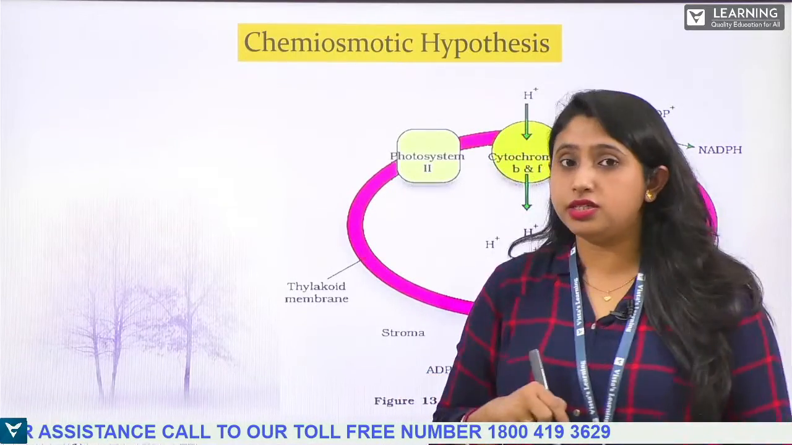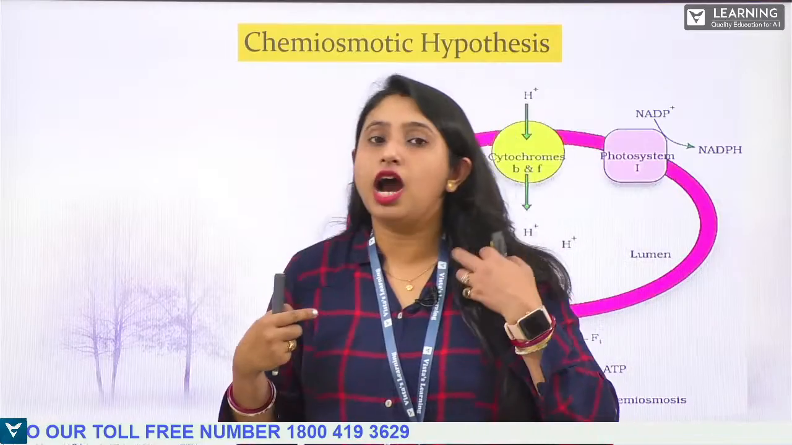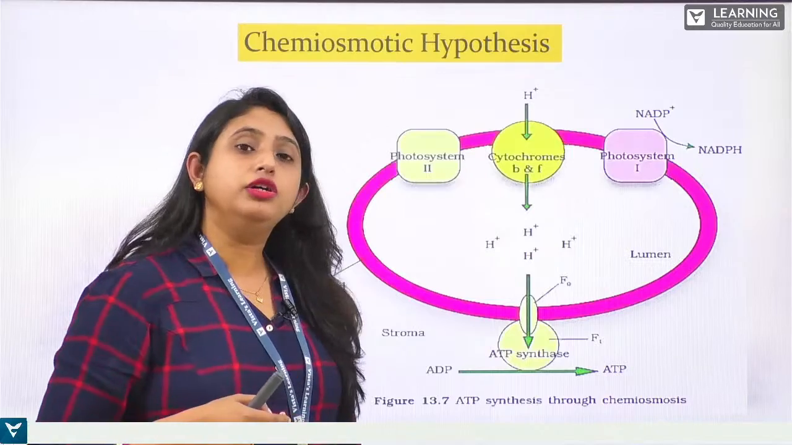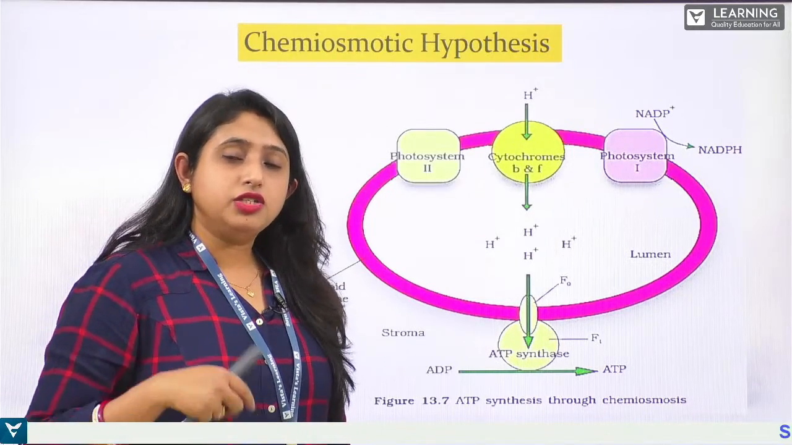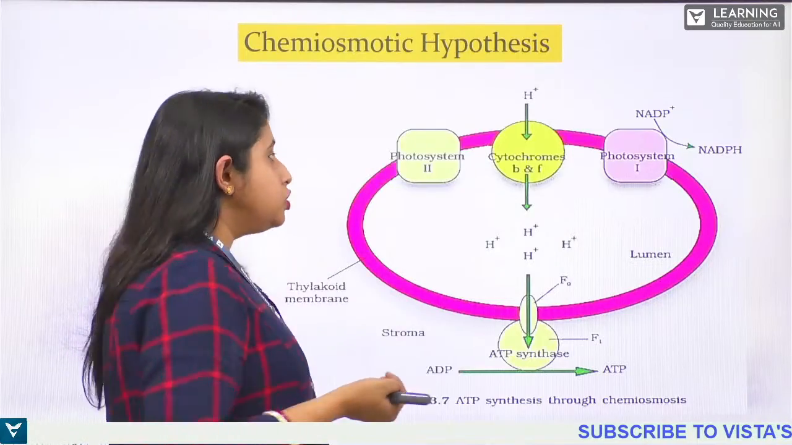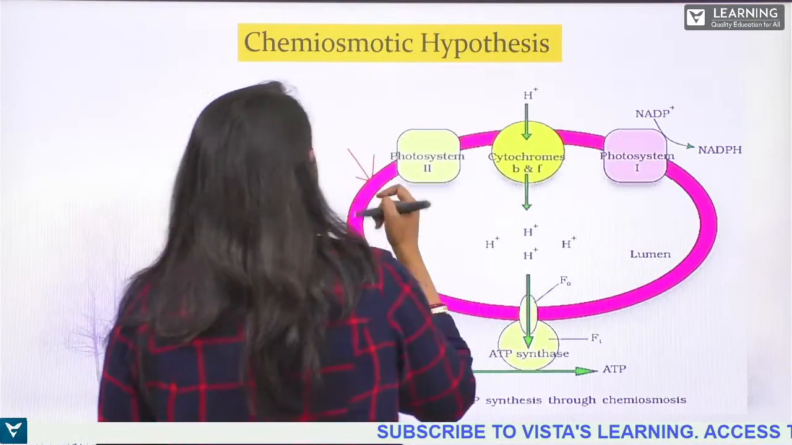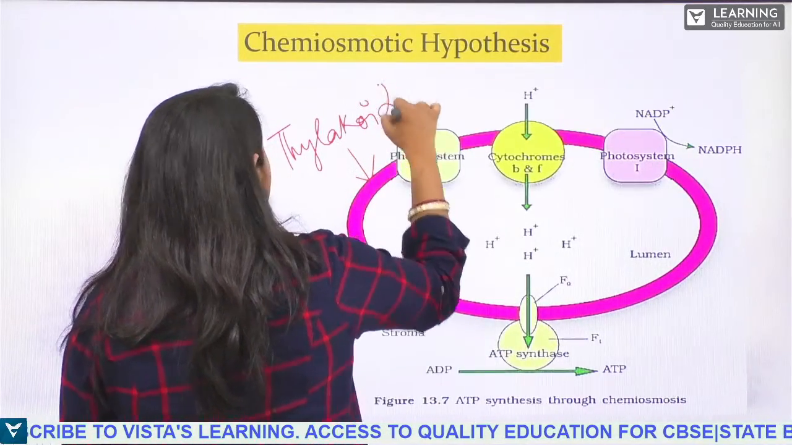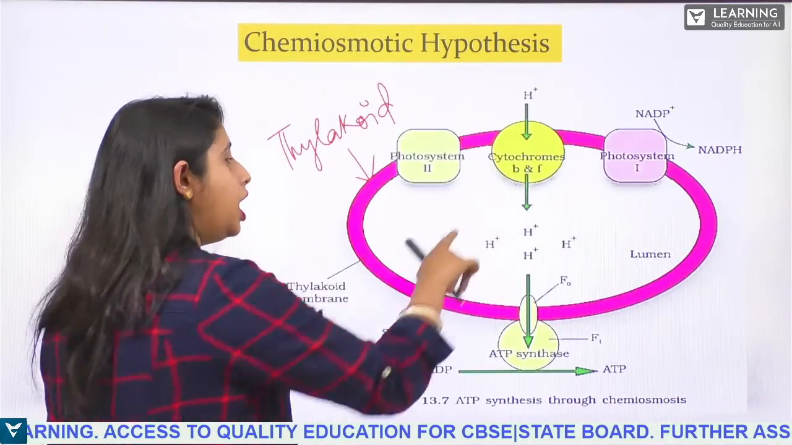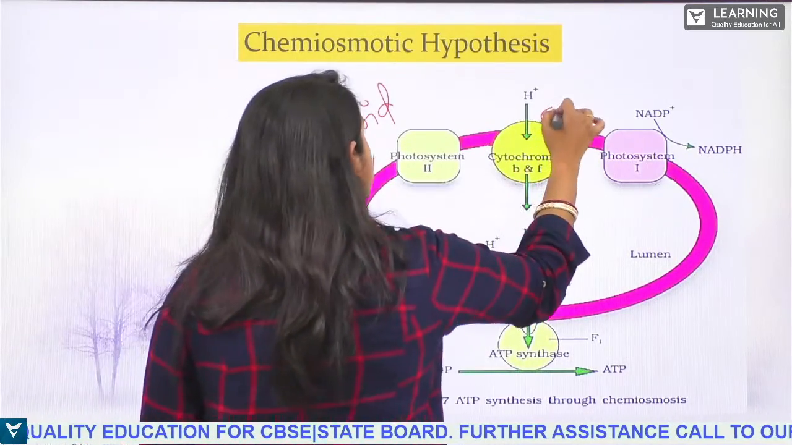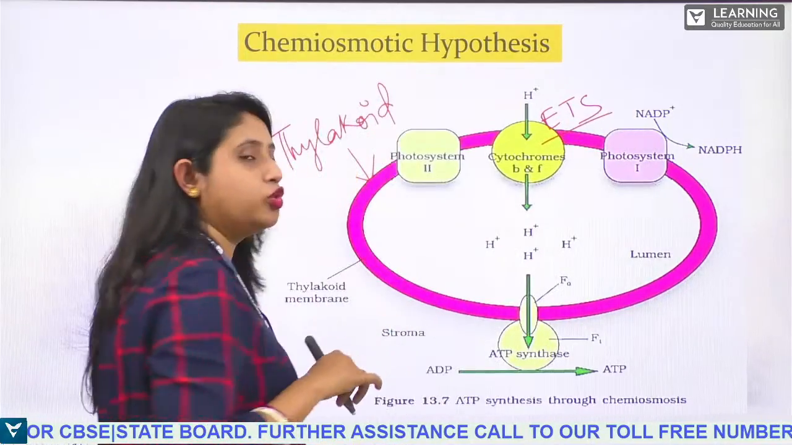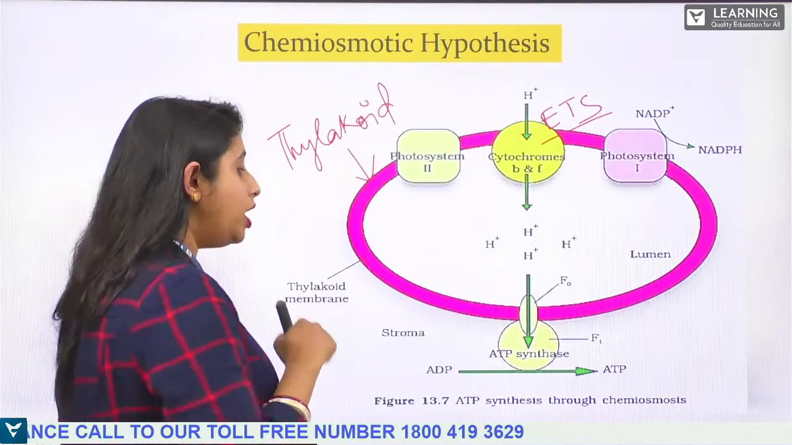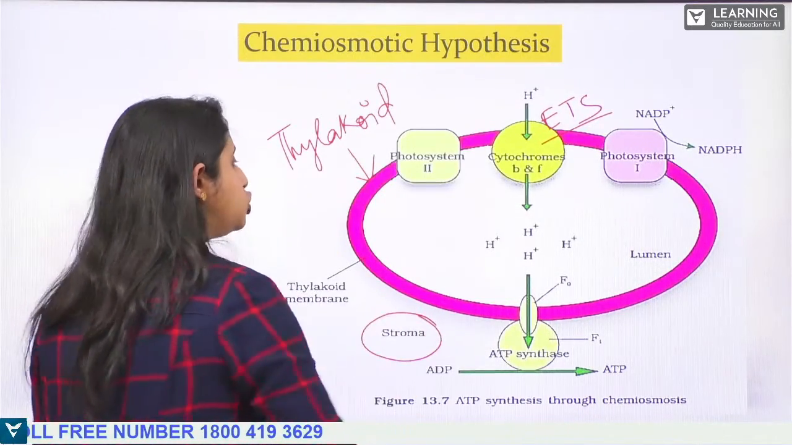chemiosmotic hypothesis. Now what is this chemiosmotic hypothesis? So see, this is the diagram of the chloroplast only, where the reaction is taking place. This is the thylakoid membrane. These are the photosystems, and these are the electron transport system, cytochromes. And this is the lumen and this is ATP synthesis. Now let us see, this is the stroma.